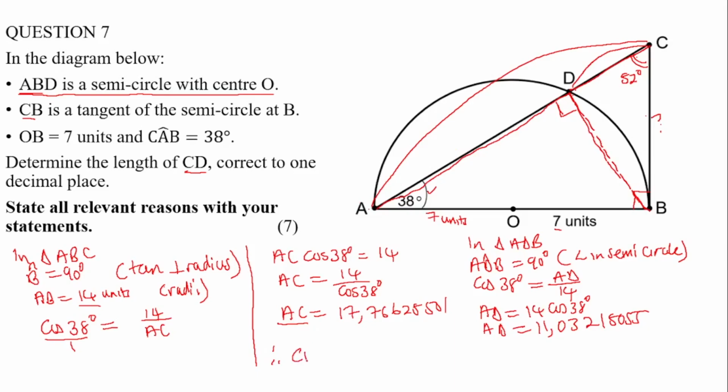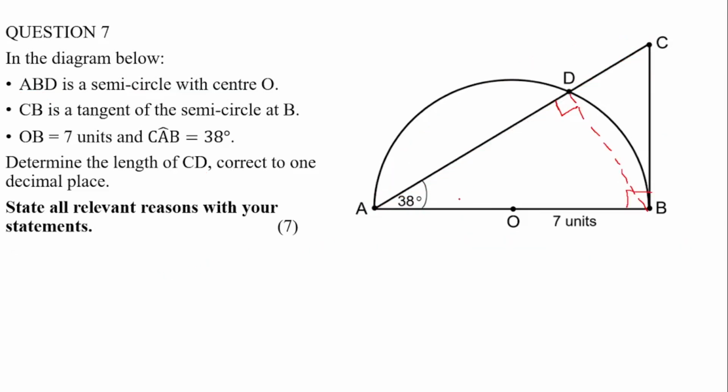So therefore CD is equal to 17.76625501 minus 11.03215055. And then CD is equal to what? Is equal to 6.7 to 1 decimal place. That is 6.7 units.